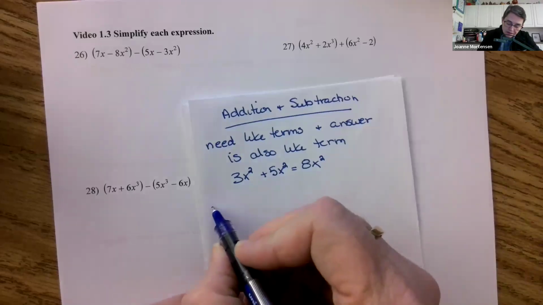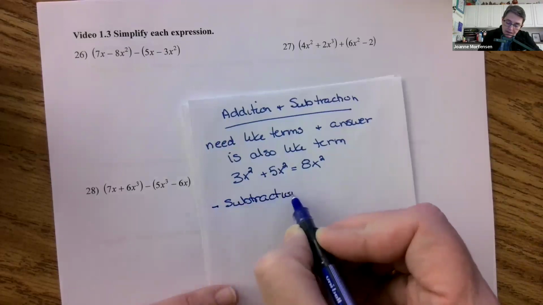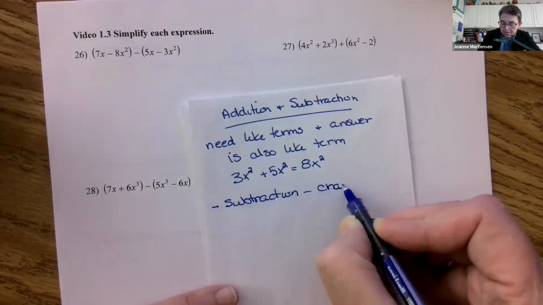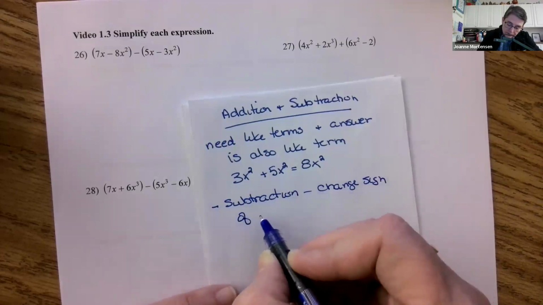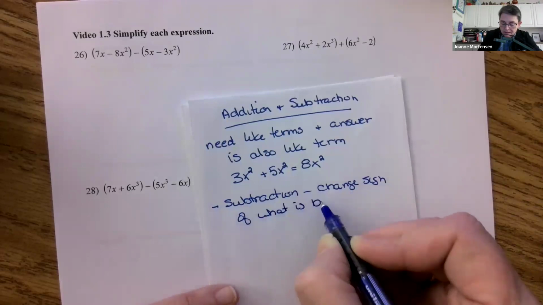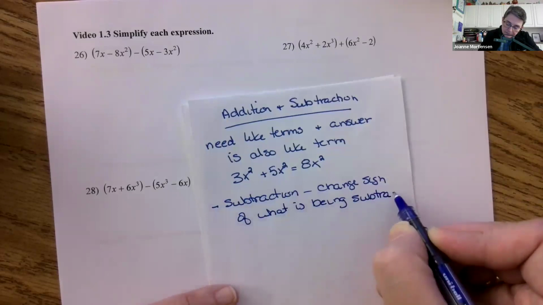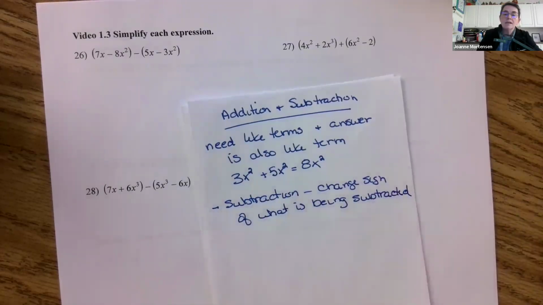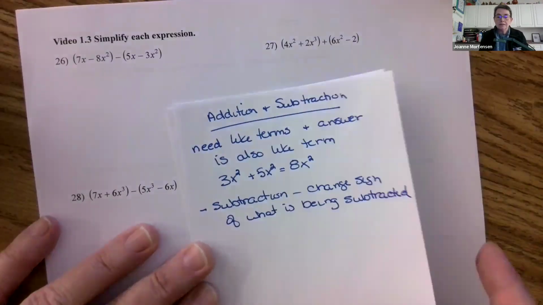For subtraction, you need to change the sign of what is being subtracted. I'm not going to put an example because we're about to do a whole bunch. We're also going to do stacking. Stacking just means putting like terms one underneath the other.